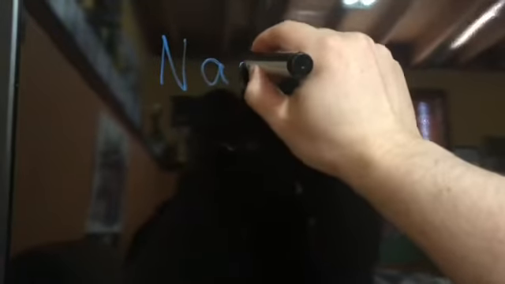NaCl, which is sodium chloride. It's also table salt, so the salt that we use in cooking all the time. So what we do is we have Na, which is in group 1. And remember, group 1 means that it has one valence electron. So I'm going to put that there.